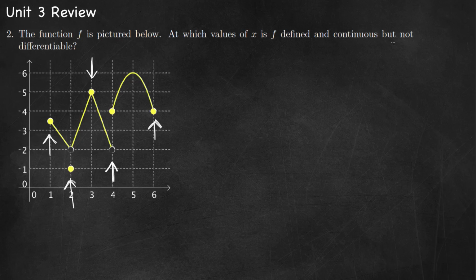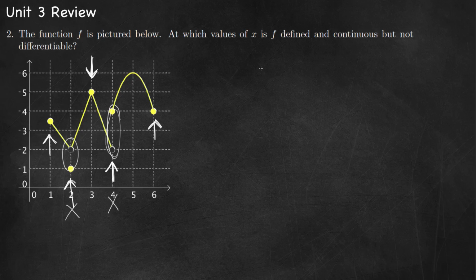And continuous. So now let's rule out the places where it's not continuous. Okay, so it is continuous at the endpoint because it's defined at the endpoint. It is not continuous here because we have a removable discontinuity. So it's not continuous there. It is continuous at this corner point because our circle is filled in. It is not continuous here. We have a jump discontinuity. So not continuous at 4. And it is continuous at our end point here.